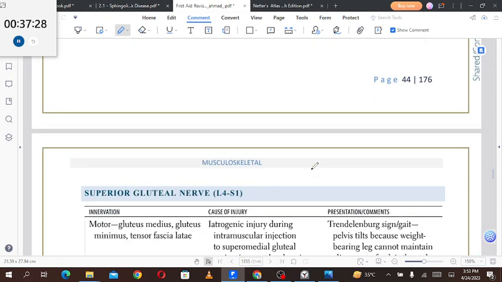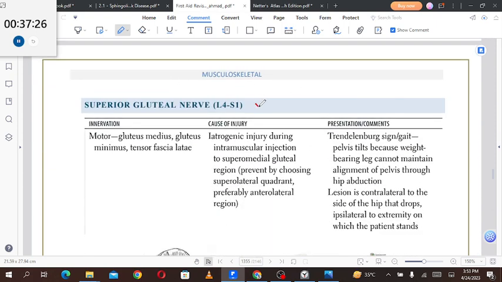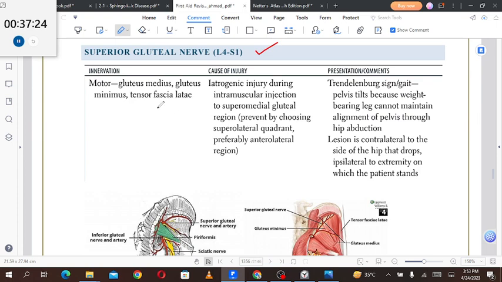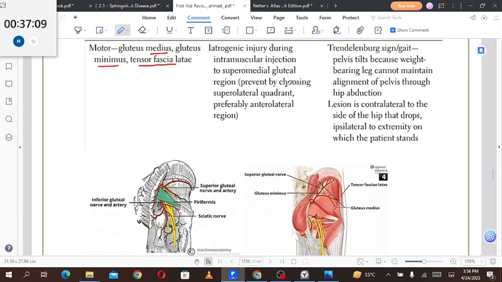Moving to the superior gluteal nerve, the root value is L4 to S1. The motor innervation is by the superior gluteal nerve. It is not going to supply the gluteus maximus. It will supply only the gluteus medius and minimus along with tensor fasciae latae. Cause of injury: iatrogenic injury during intramuscular injection to the superior medial gluteal region. Prevent by choosing the superior lateral quadrant, preferably the anterolateral quadrant.